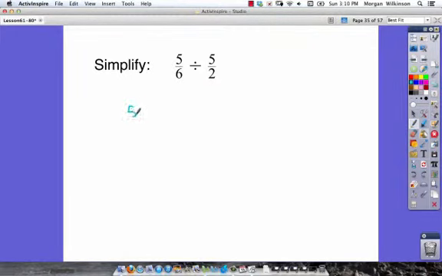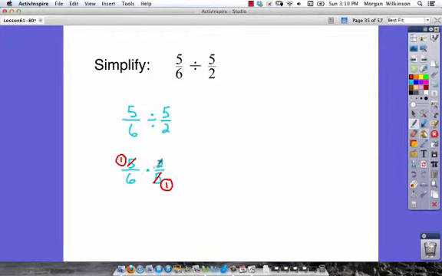We've got 5/6 divided by 5/2. Now we know when we're dividing fractions that we've got to copy dot flip. So we're going to get 5/6 times 2/5. Now when we copy dot flip here, you might be able to see right away we can simplify before we multiply. 5/5, that's the same as 1 over 1.